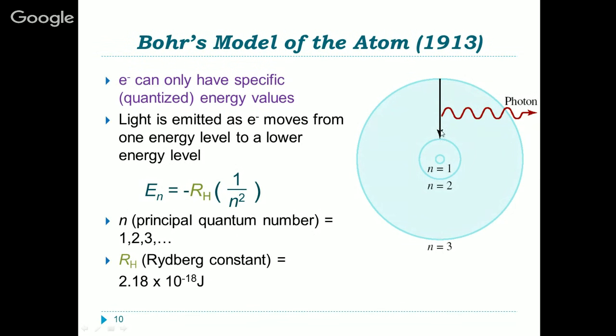And when it does this, it gives off a photon of light. So a high energy electron can drop down to become more stable, because the energy level increases as you move farther and farther away. So we have this equation here where energy is related to the principal quantum number, that distance from the nucleus, and then we have the Rydberg constant, which allows us to convert into energy units.